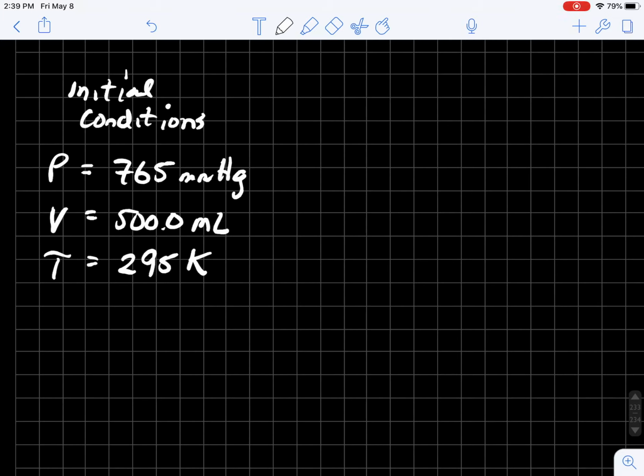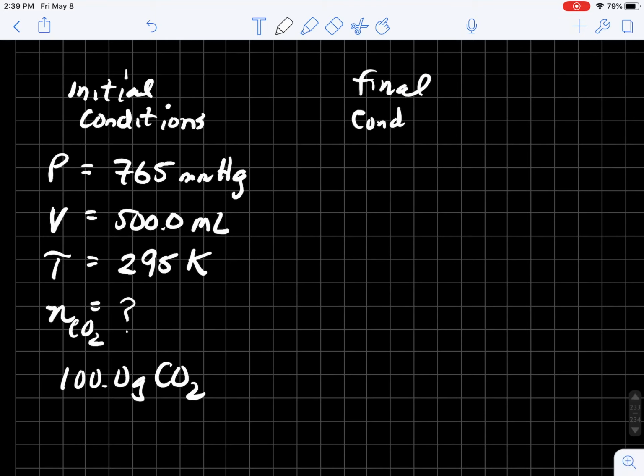And let's say we have moles of carbon dioxide. We have a mixture of carbon dioxide and water. Now let's just say we have a sample of carbon dioxide. Well, I'm not making this too complicated. We have a sample of carbon dioxide, and instead of moles of carbon dioxide, let's say they give us 100 grams of carbon dioxide. And then we're going to change things. Final conditions.